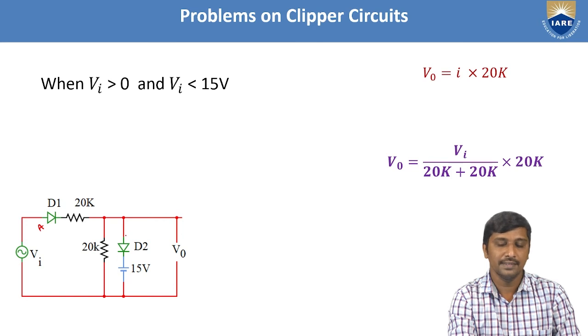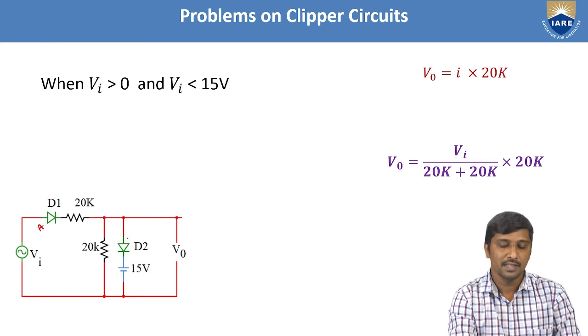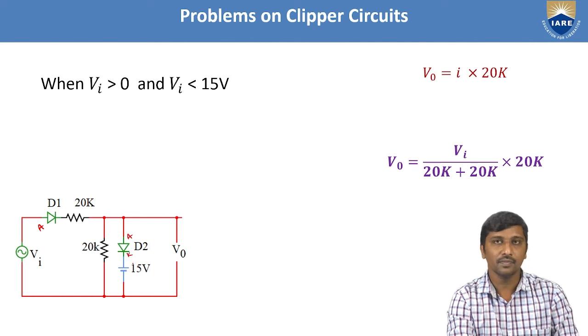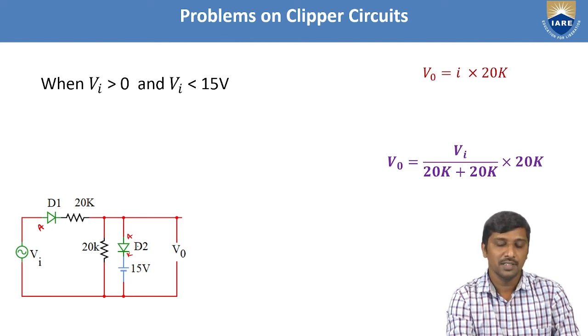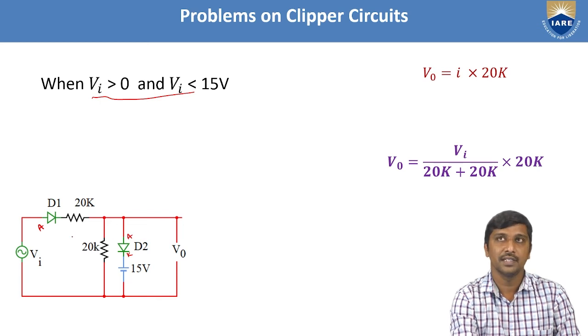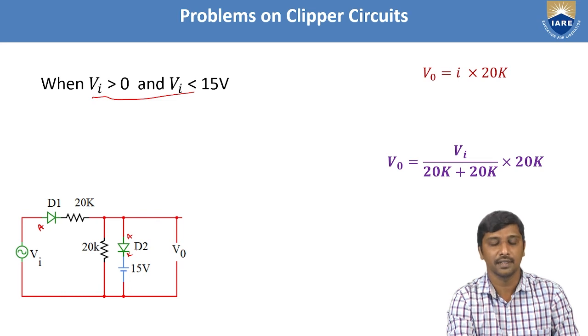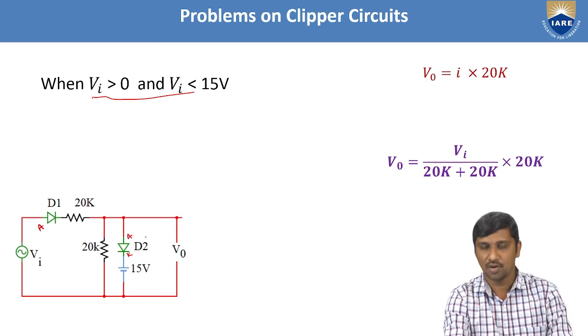But the input should be less than 15 volts. So if the anode voltage is less than 15 volts across D2, with this as anode and this as cathode, the cathode is connected to 15 volts but the anode voltage is less than 15 volts. Hence, diode D2 again enters the non-conducting state. So under this condition, D1 acts as a conducting state and D2 acts as a non-conducting state. Hence, D1 is represented as on, and D2 is represented as off.